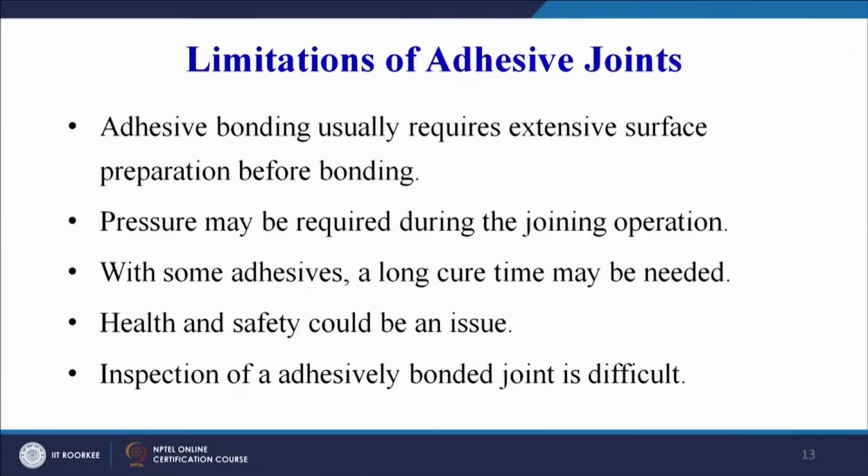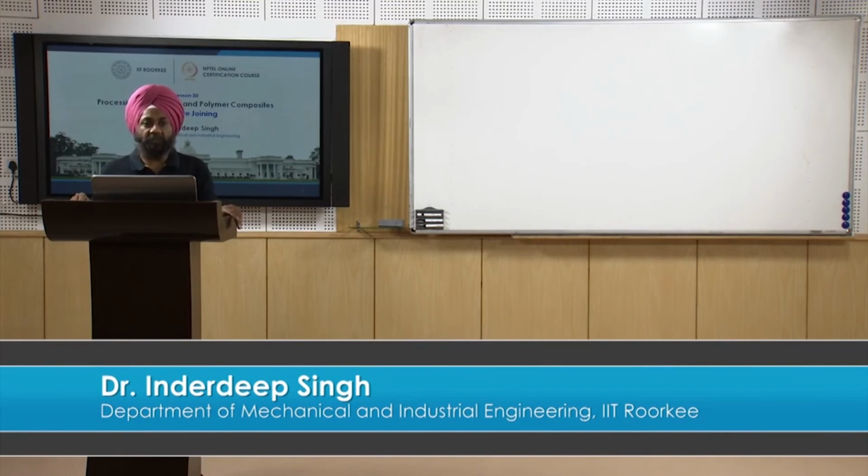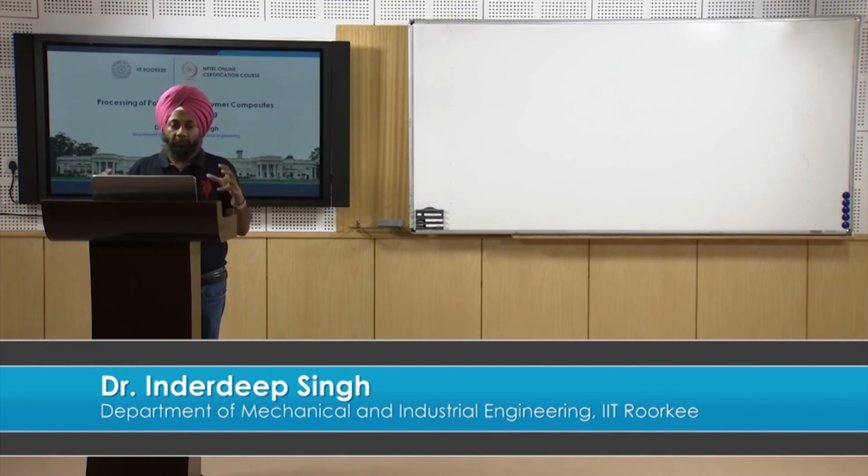Sometimes health and safety can be an issue with adhesives, because they are chemical in nature, and inspection of an adhesively bonded joint is difficult, because we have already seen that it is a permanent joint, and permanent joints cannot be disengaged. The joint only has to be broken in order to separate the two adherents. So this is one disadvantage of permanent joints, that scheduled maintenance and other problems related to inspection are difficult. So with this we conclude today's session on adhesive joining of polymers and polymer based composites.